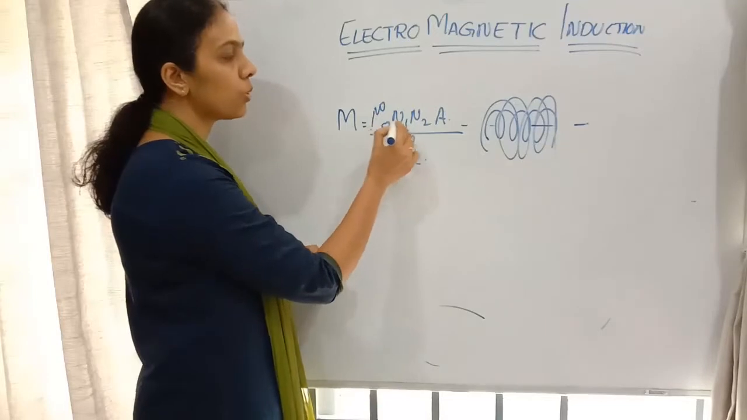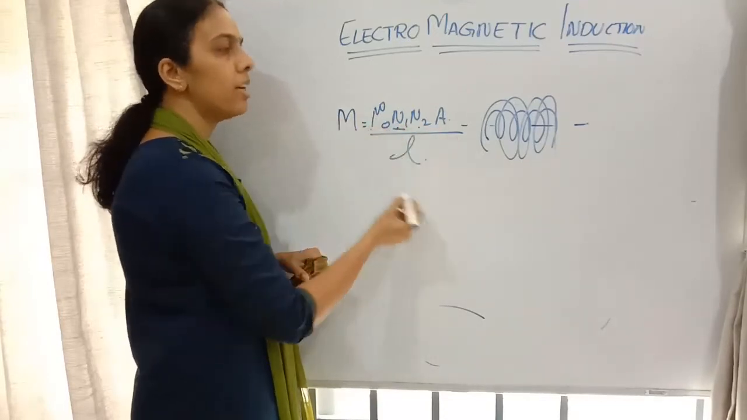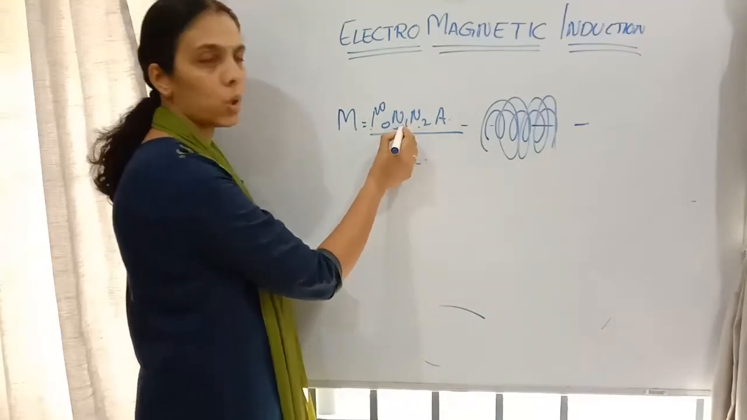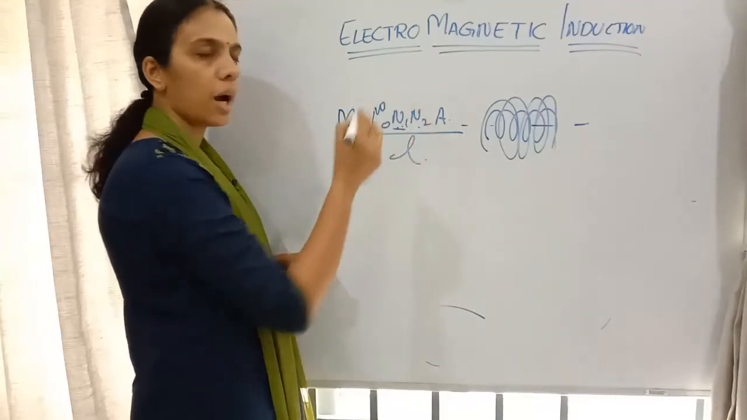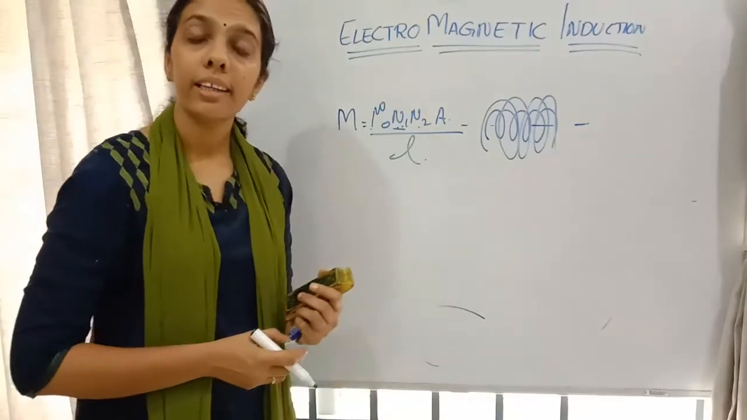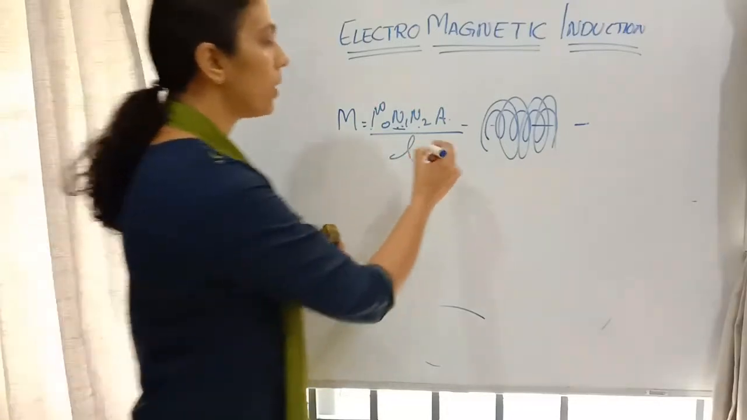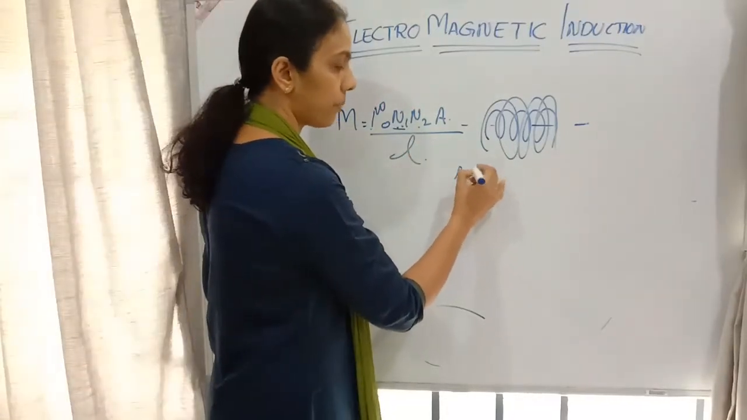That is mu 0 N1 N2 A by L. What is N1? Number of turns of the first solenoid. N2 is the number of turns in the second solenoid. A is the area of cross section of the first solenoid. A equals pi R1 square.